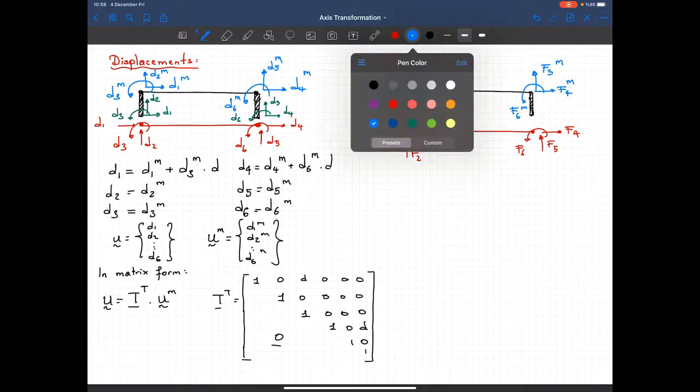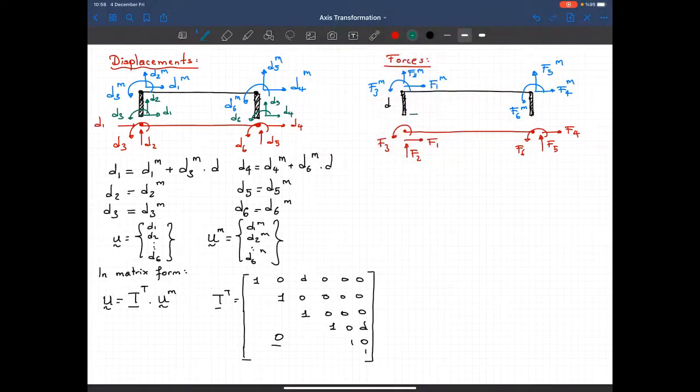Okay, now let's transfer these forces to the ends of the rigid member. This is F1, F2, F3, F4, F5, and F6. Now let's take a look at these free body diagrams and relate the forces at the ends of the typical member and the forces at the end of the transformed member.